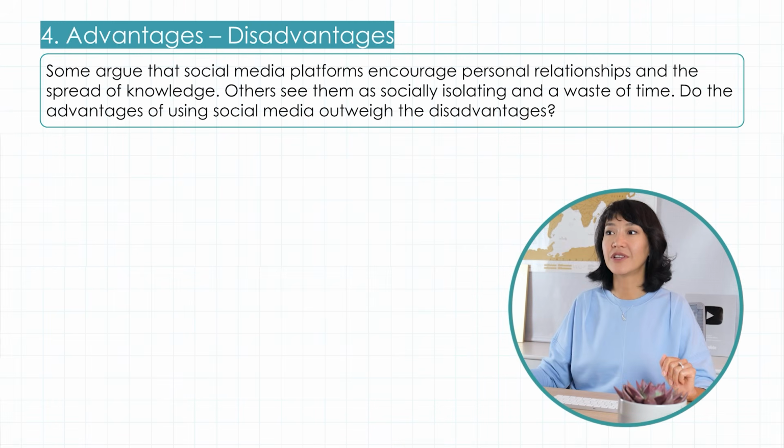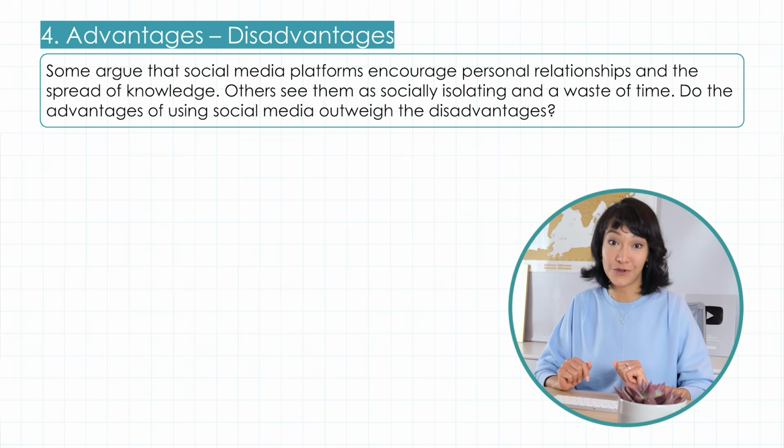The next type of task asks us to compare two sides, the advantages and disadvantages. For example, some argue that social media platforms encourage personal relationships and the spread of knowledge. Others see them as socially isolating and a waste of time. Do the advantages of using social media outweigh the disadvantages? No different to the two views type.